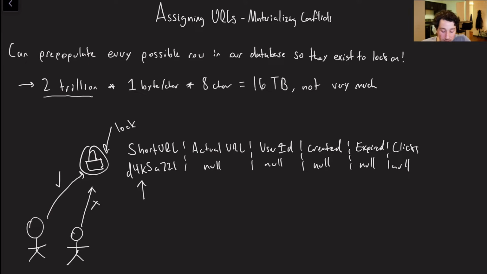Well, keep in mind that basically there's 1 byte per character, there's 8 characters per short URL, and that actually only comes out to 16 terabytes, which is really not that much in the grand scheme of things. You'll probably still have to partition, but again, not that much data. And so now when user 1 and user 2 go ahead and try to both write to the same key, user 1 can go ahead and grab the lock, user 2 is going to lose, the database is going to say try again, and then he can try with a different row.